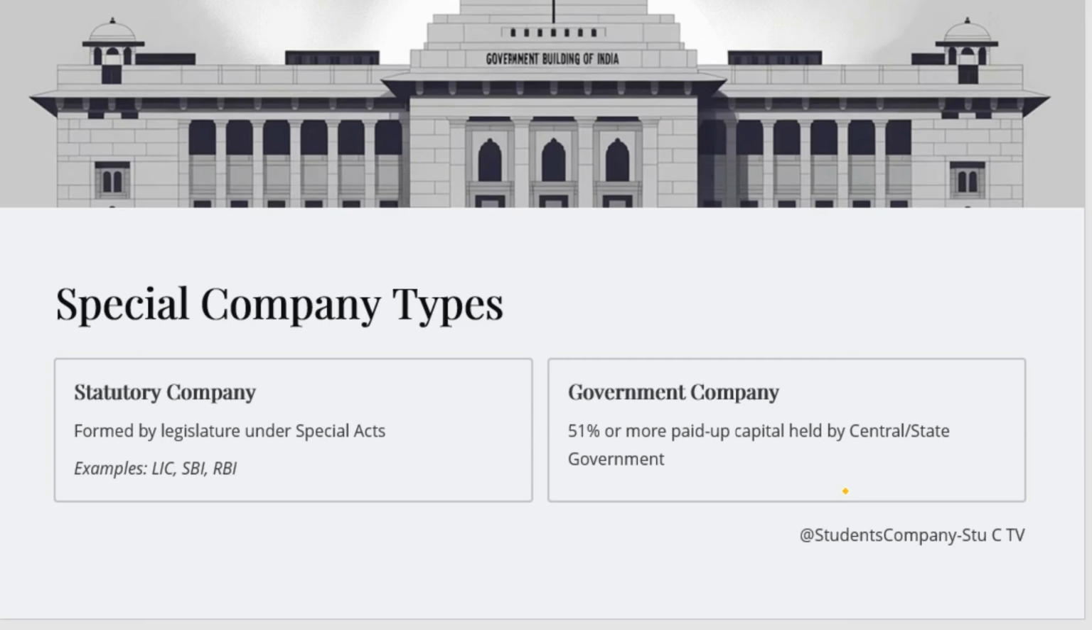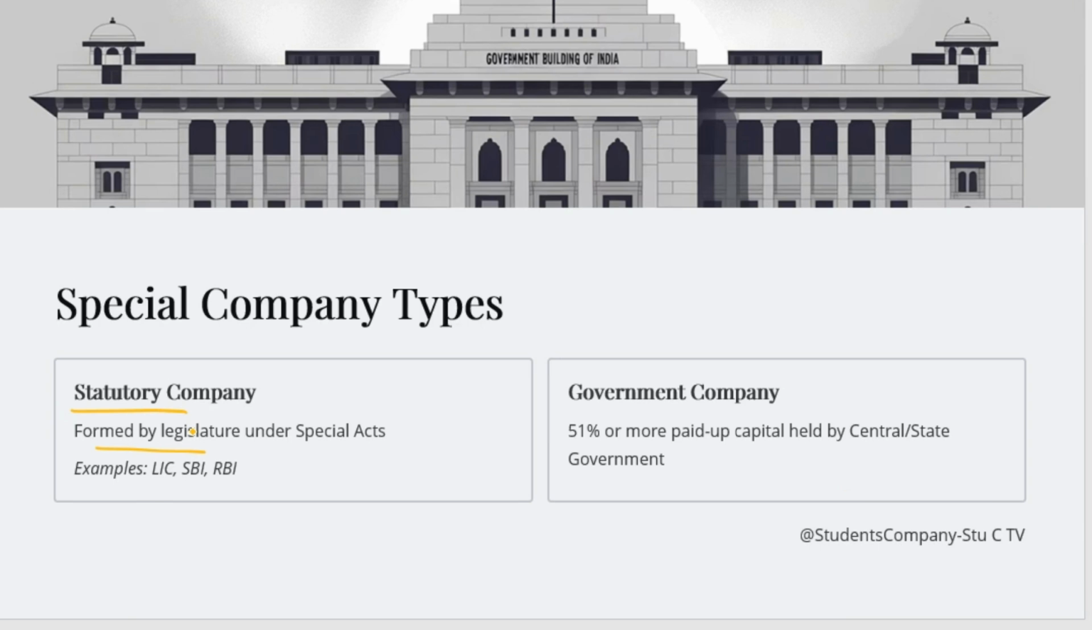Then there are some other types. First is statutory companies. Statutory companies are formed by legislation in the parliament under special acts, for example SBI under the State Bank of India Act, the RBI Act, LIC. These are companies formed by passing laws in the parliament, through special acts, so they are known as statutory companies. They will always be governed by their own particular acts. Whatever conditions and definitions are mentioned in that particular act, that only will apply to these companies.